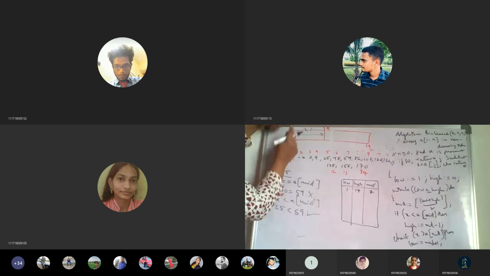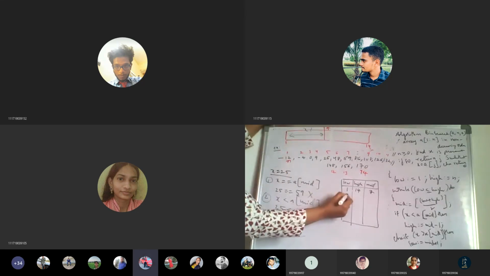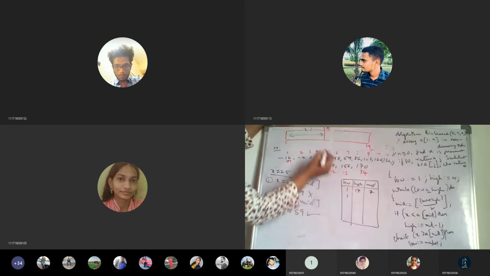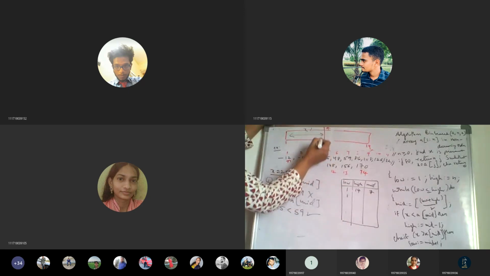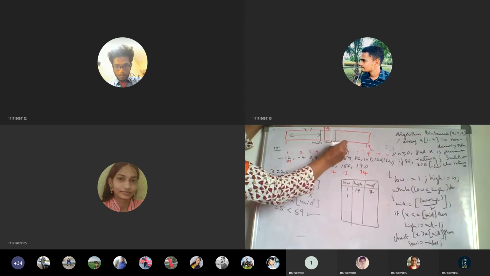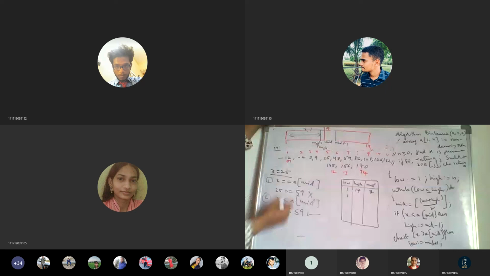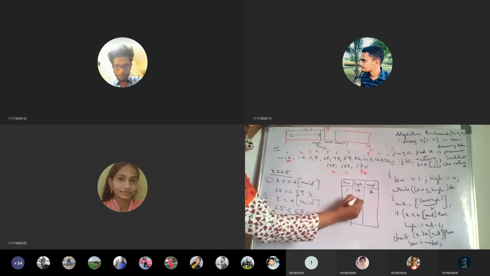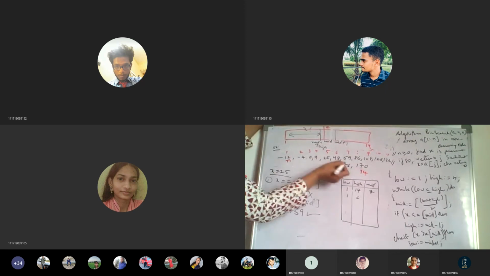Our low remains the same. What about high? Mid was 7, so now your high will become mid minus 1, because it's the previous value. If it would have been the next value, we would write mid plus 1. So mid minus 1 will be your high. Mid was 7, so minus 1 means 6. So among elements 1 to 6, you could find 25.